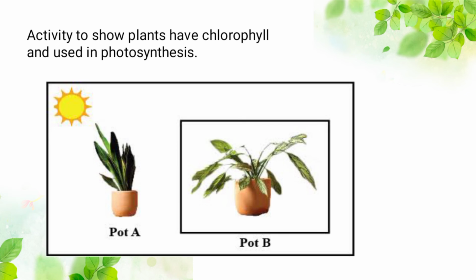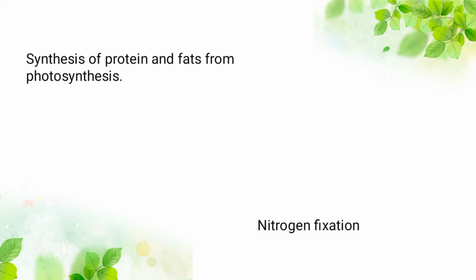Without the presence of any one raw material, photosynthesis can't take place and the food can't be prepared. Synthesis of proteins and fats from photosynthesis. Think, only glucose is not enough for a plant as food. So they also produce some other proteins and fats as food.